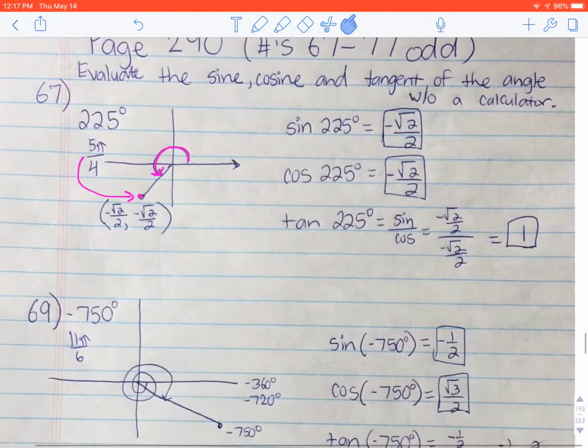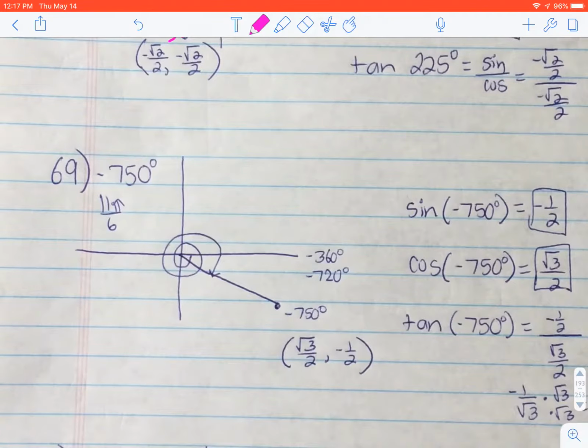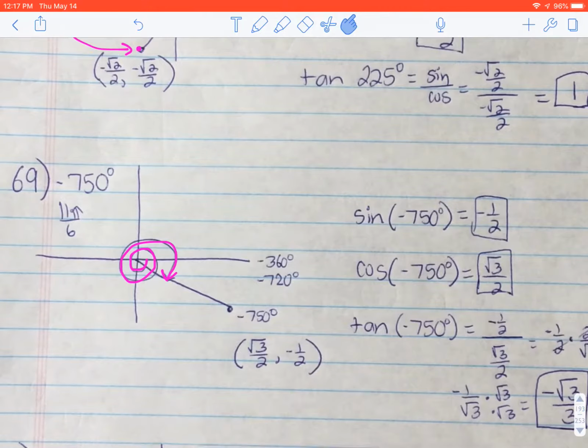Okay? Number 69, the problem was negative 750 degrees. So when you go to plot that on your unit circle, it's right here. Make sure you're going in the correct direction for negative. It's the same spot as 11 pi over 6 on the unit circle. So your ordered pair is square root 3 over 2, comma negative 1/2. You may also use reference angles for these if that helps you to determine where this is.